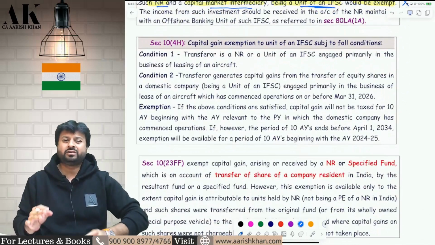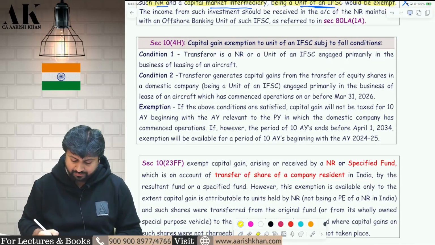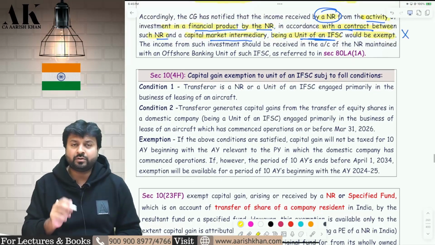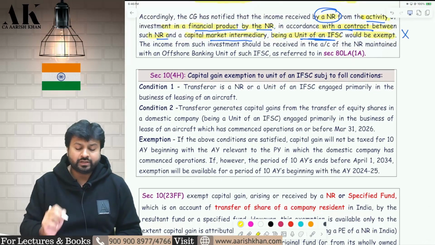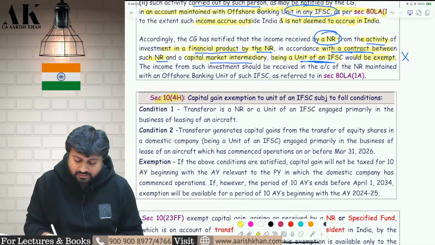Now all these points are not very important for examination. Yes, it is there in the syllabus, so we are doing it. Not very important for examination. I'll tell you which sections out of section 10 are important for your examination, which ICAI targets again and again. Next one, capital gain exemption.